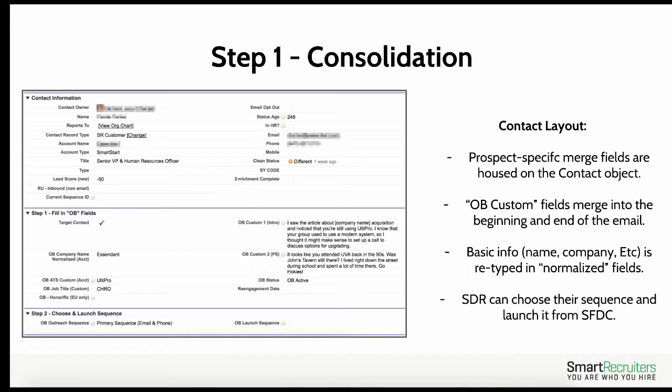And finally, look at the very bottom. You see step 2 is choose and launch sequence. So OB here is short for outbound. So wherever you see OB, know that that's short for outbound. So outbound outreach sequence. So you choose the sequence, and all of the sequences that we have live, we might have one that's specific to vice presidents of talent acquisition, or another one that's specific to some other group within the company. So you can pick your sequence, and then to the right of that, you're going to see OB launch sequence.